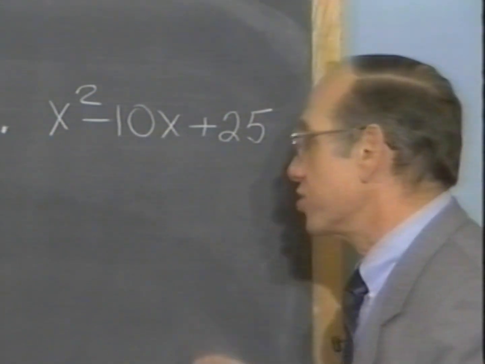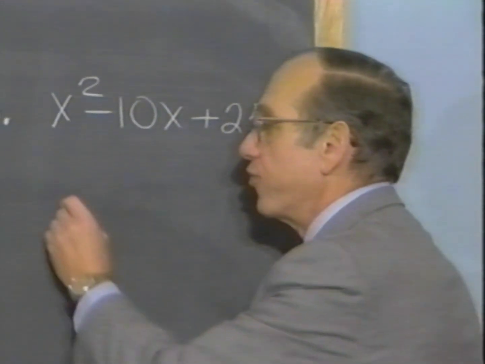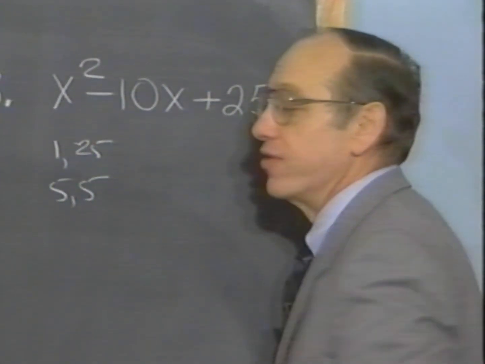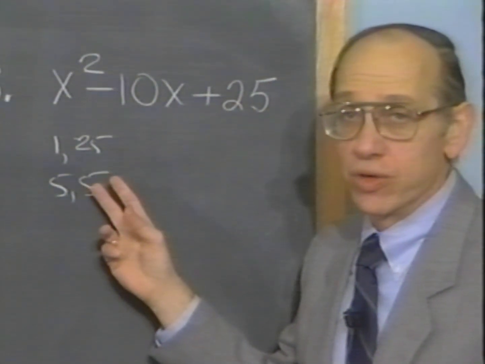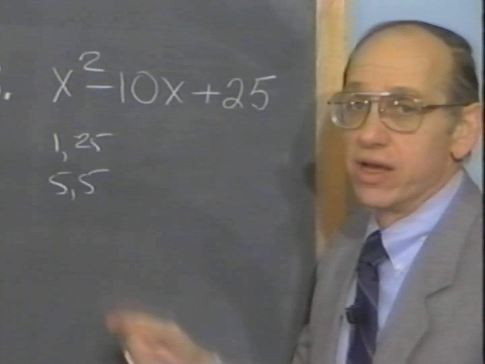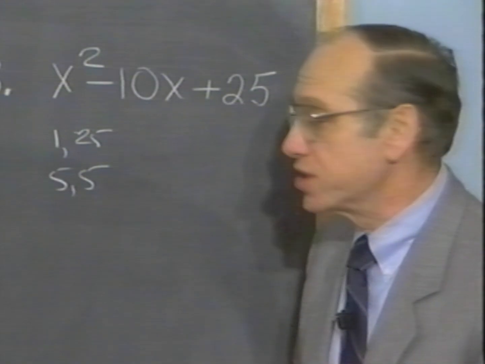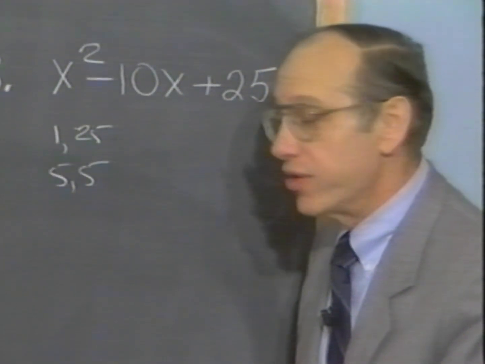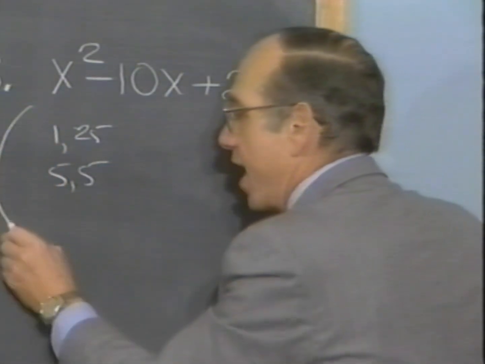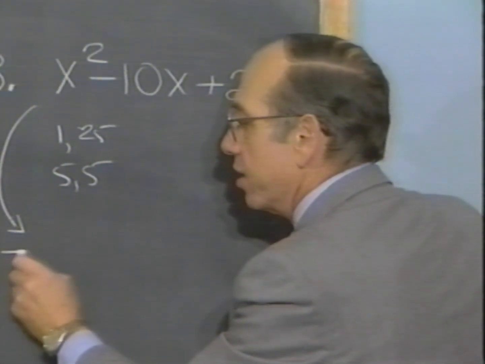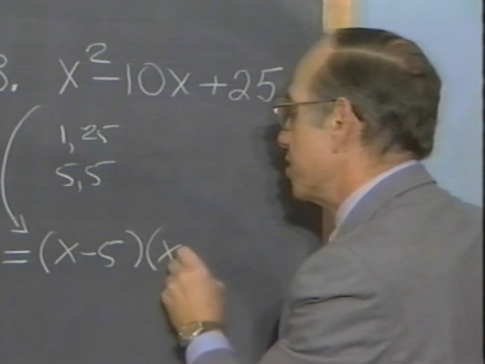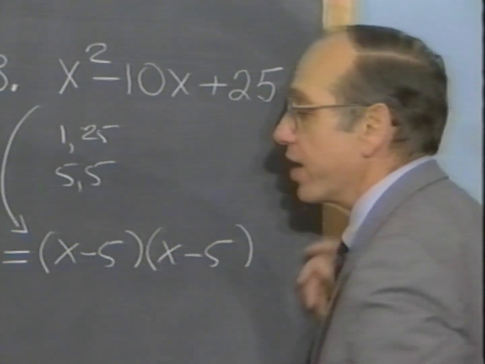And what are the factors of 25? Well, the factors of 25 are either 1 and 25 or 5 and 5. And it's easy to see that the thing that's going to work is 5 and 5, because 5 plus 5 is 10. Again, we don't really want 5 plus 5. We don't really want 5 and 5. We want minus 5 and minus 5. So the factorization that we have here is equal to x minus 5 times x minus 5.